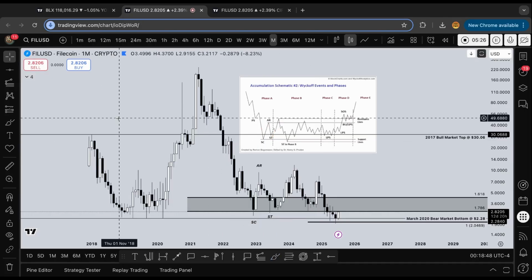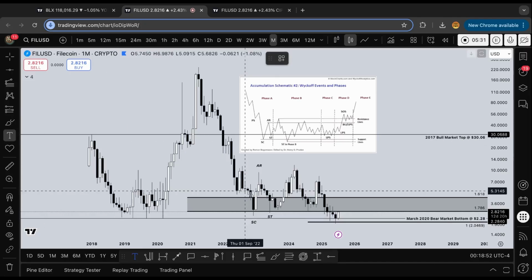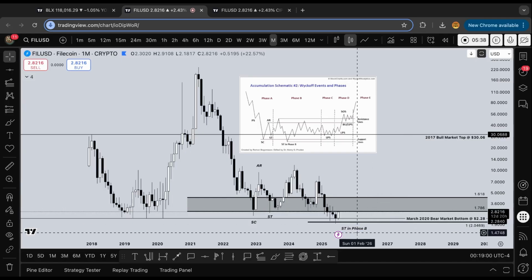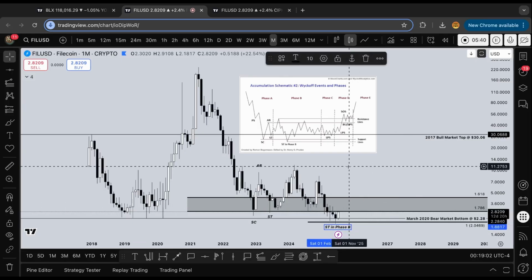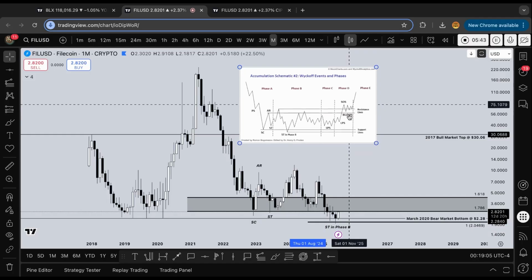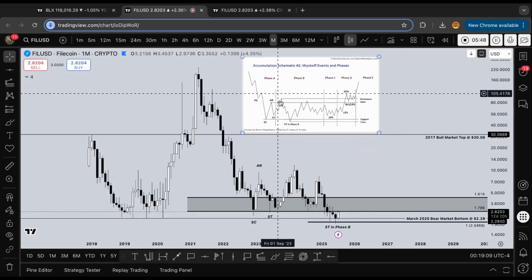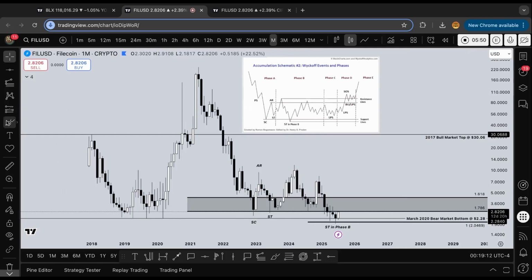Now, any test below the selling climax is known as a ST in phase B, or a secondary test in phase B. This is pretty much where I think we're going to follow the schematic. If you've been trading for a while, you would have realized by now that it's very rare that any stock or cryptocurrency or any asset follows an accumulation structure just like this. It's very rare. I don't think I've ever seen one. Maybe Coinbase stock back in 2023, but that's about it.